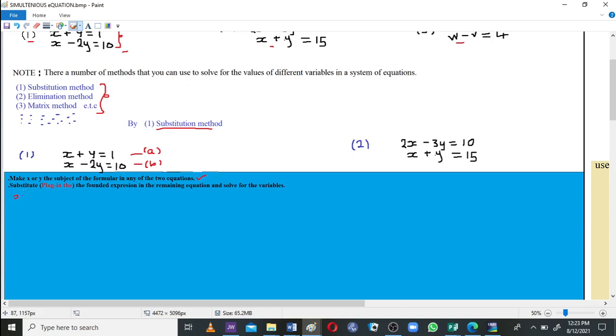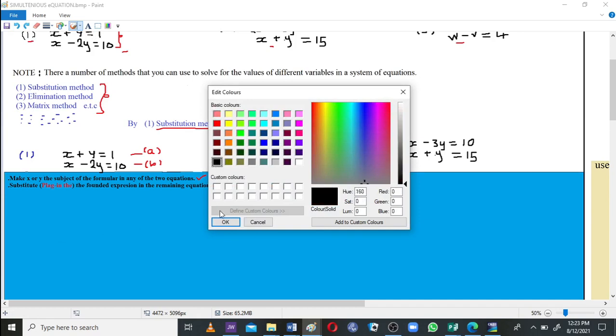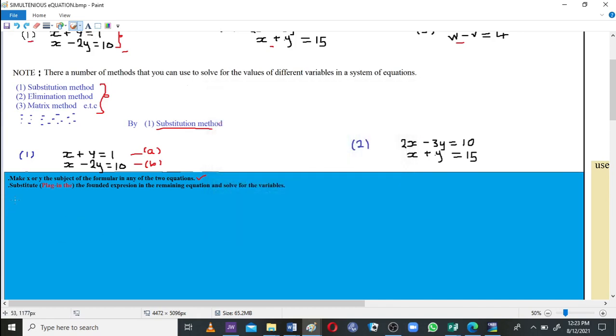Equation A is, let me just change the color. I think this color is not good. Okay, let's use black. So the equation we have is x plus y is equal to 1, right?